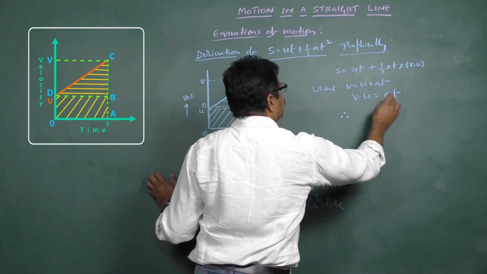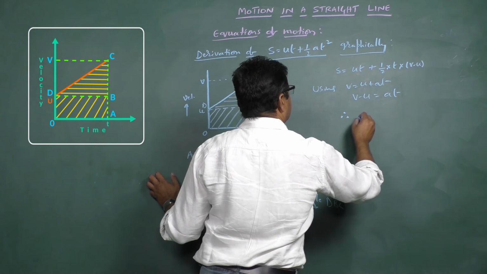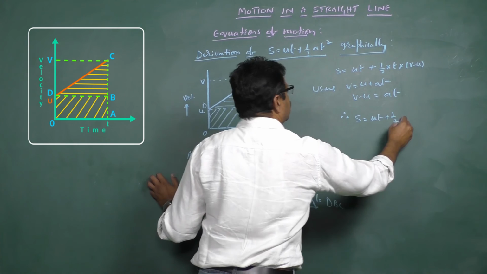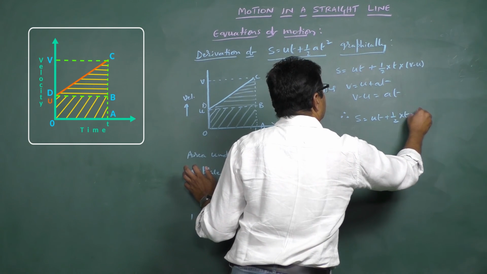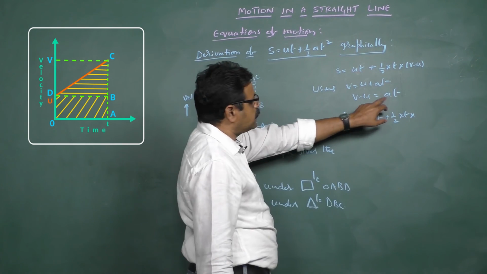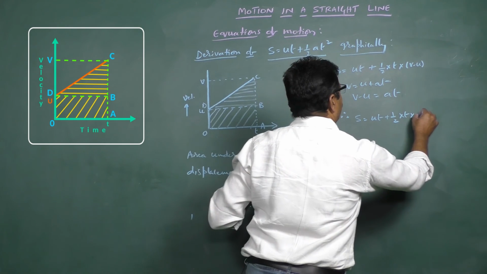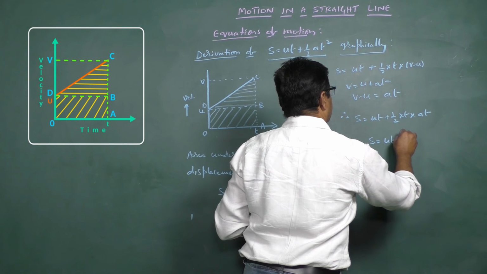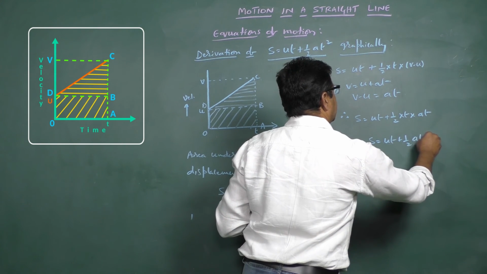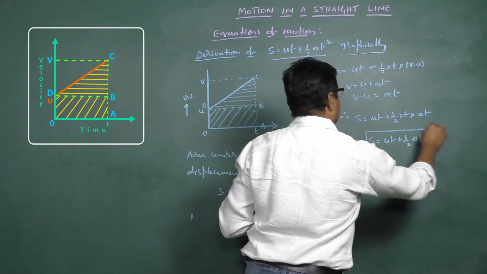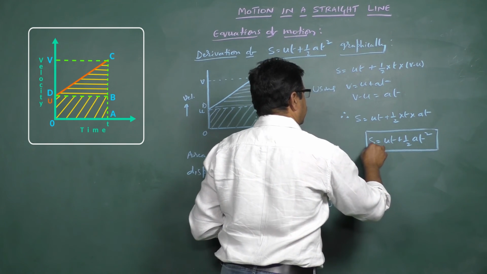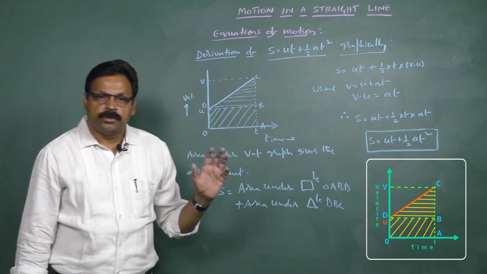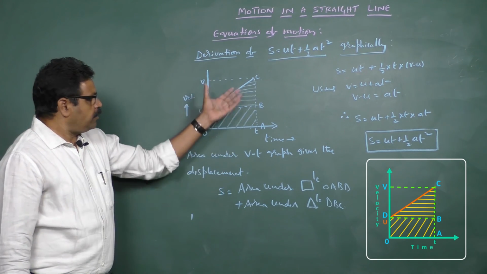Therefore, substituting the v minus u value here, s is equal to ut plus half into t into, in place of v minus u, I can substitute at. Therefore, when I write it over here, S comes out to be ut plus half at square. This is going to be the derivation of the second equation of motion in a graphical manner. So this equation can be derived in this manner.